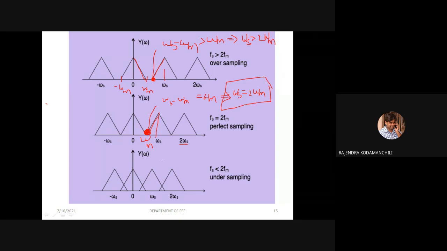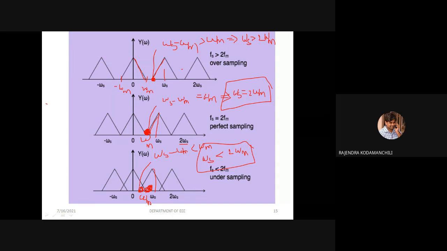Third one. Here we consider zero, omega m, and omega s. What about the value here? This value is omega s minus omega m, which is less than omega m. So omega s is less than 2 omega m. Listen carefully. In this scenario the signals are repeated with overlap.